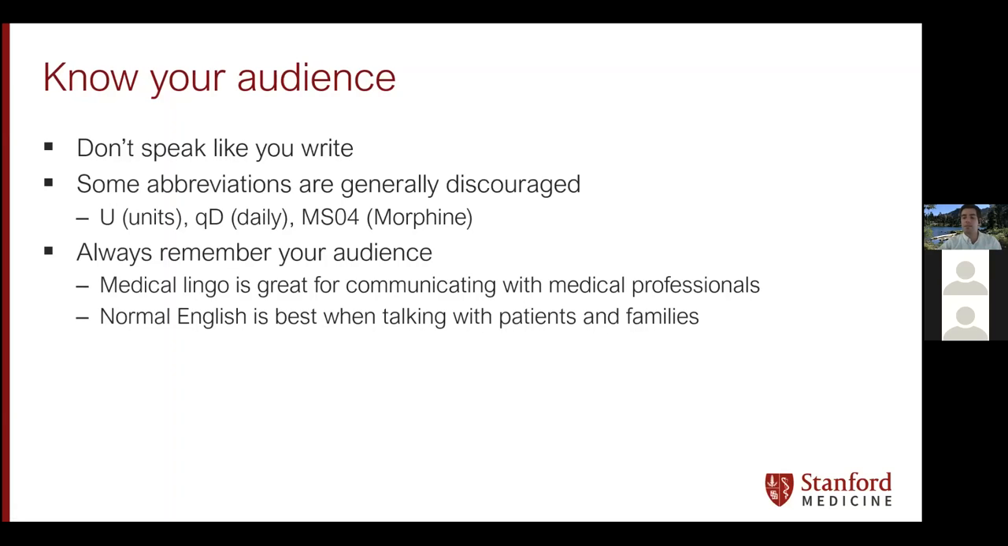So I will not tell them they have hepatitis. I will tell them that they have inflammation of the liver. I won't tell them that they need a PCI. I will tell them they need a procedure where we go in with a catheter to look at the heart vessels more closely and intervene on them if we need to. So always try and make sure that you are appropriate to your audience.